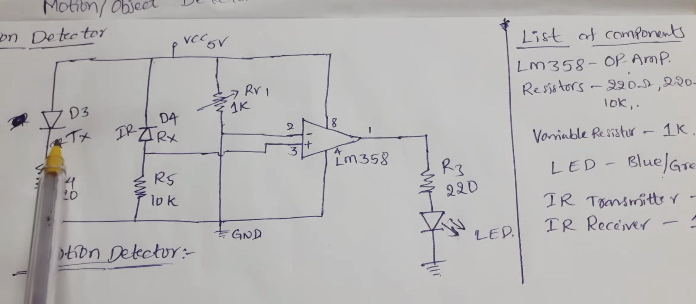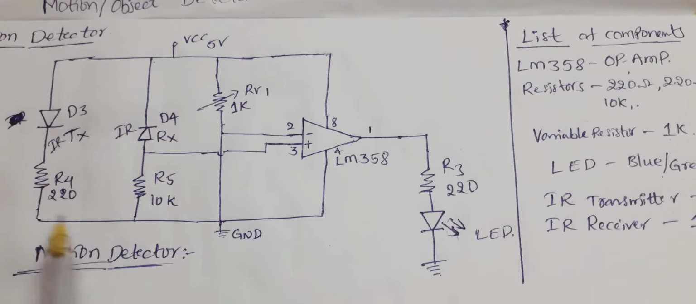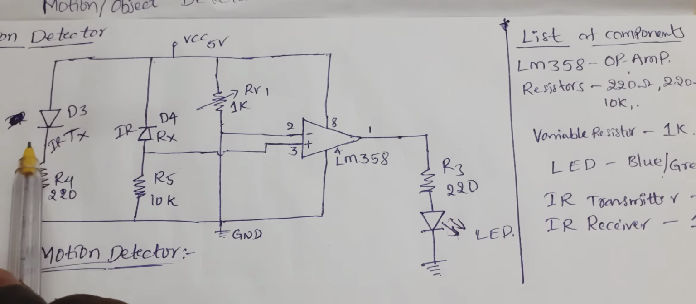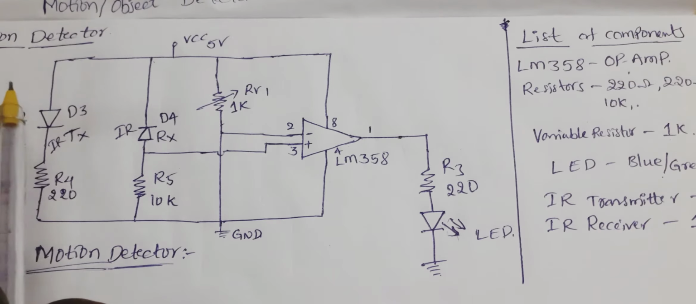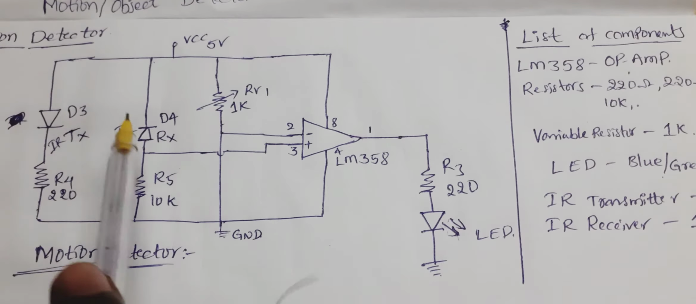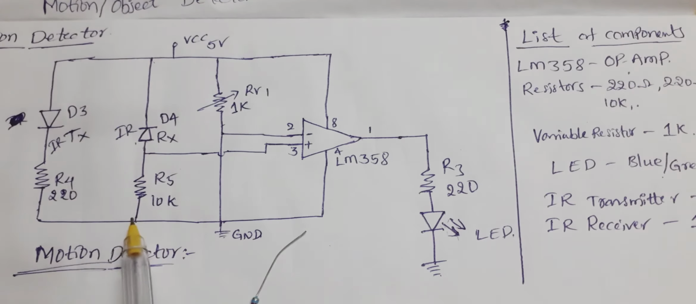So this is the IR transmitter. We connected VCC and ground. So this continuously emits IR radiation, IR waves. Whenever it radiates IR waves, if any obstacle is there in the path of the IR waves, they will reflect back to the IR receiver. The IR receiver is connected to the VCC and ground.